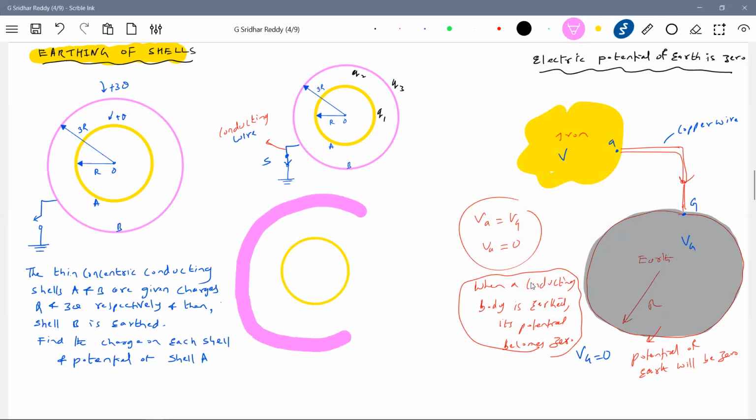It's in fact thin. All the shells are thin, but I'm drawing this one thick so that you can understand. This is R. This is 3R. Now I'll ask you to assume a Gaussian surface in the material of shell B.